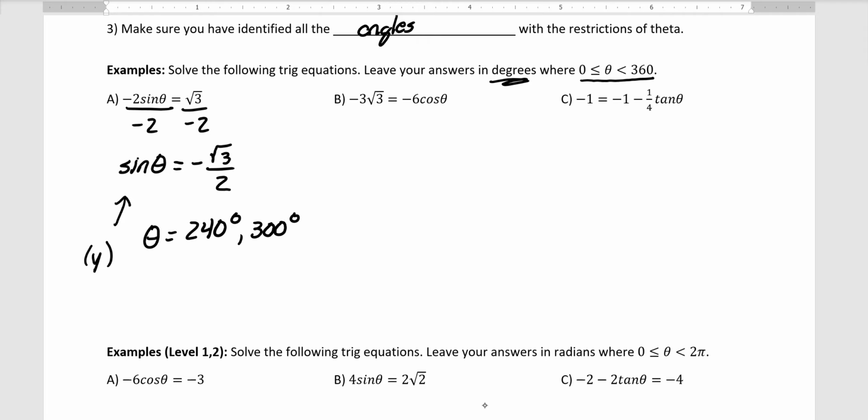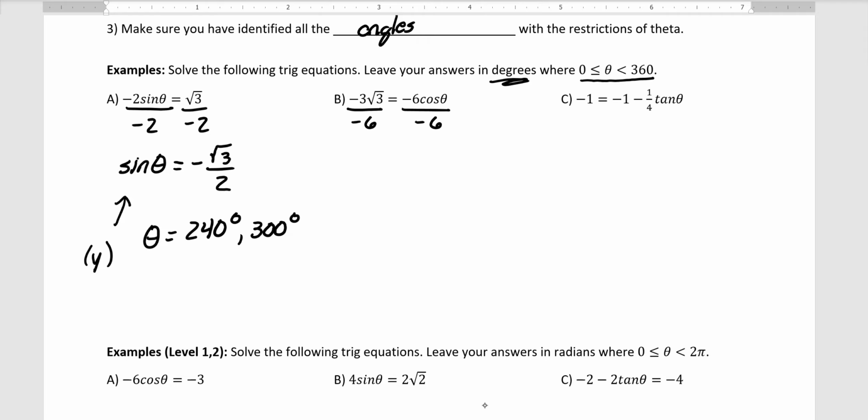So the sine of 240 degrees is -√3/2. The sine of 300 degrees is -√3/2. Okay, let's do the same thing for letter B here. To get cosine of theta all by itself, I would need to divide by -6, divide by -6. When I do that, look what I get.